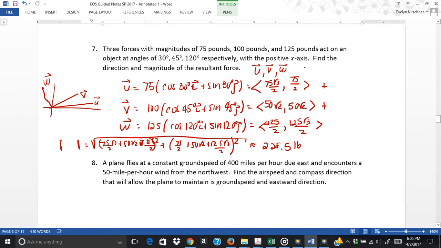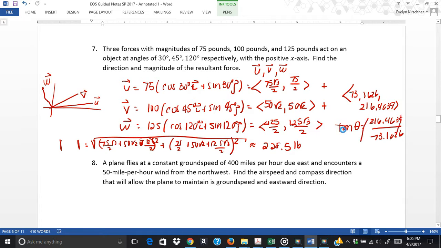Now to find the direction, I want to add these together. So if I do my math, this is 73.1626 and then 216.4639. If I want to find the direction, it's just going to be y over x. So tangent of that direction is 216.4639 over 73.1626. Now I know that these are both positive, so I know it's in the first quadrant.